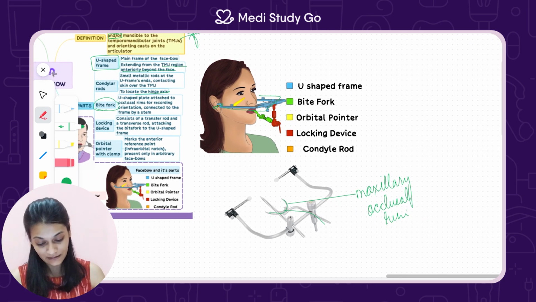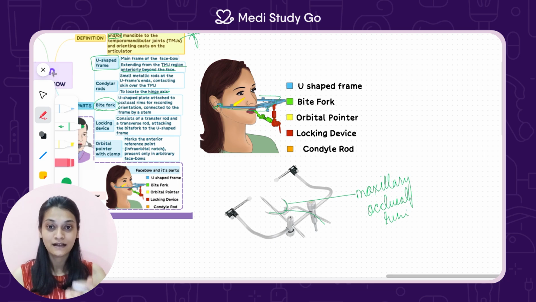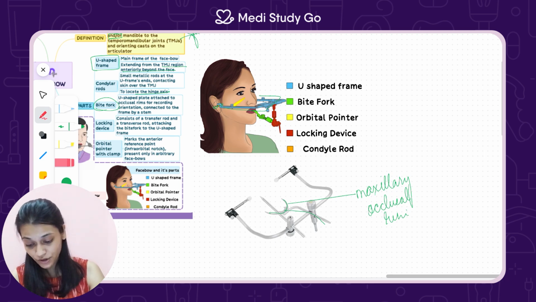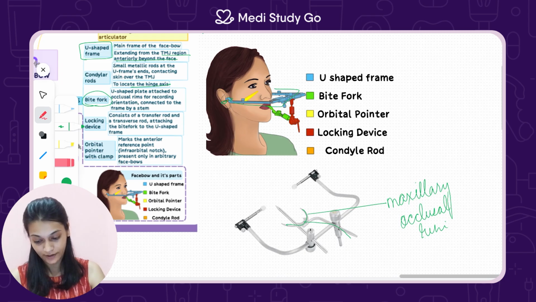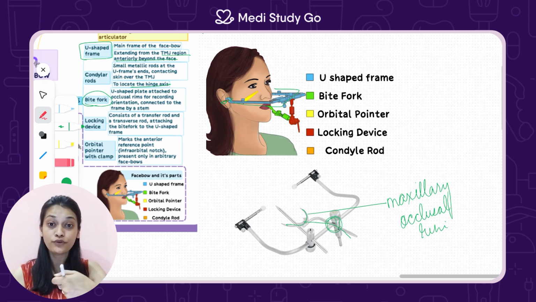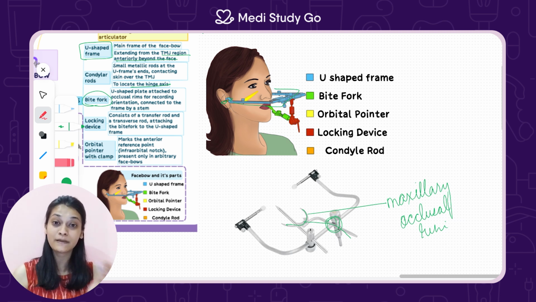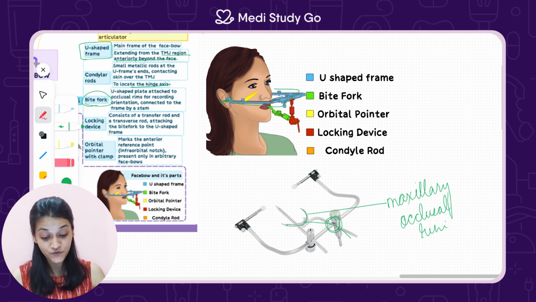Then the locking device. So once I have set the height, the angle, everything, what I want to do is lock it. This will lock the position and not allow it to move in any of the three planes: the sagittal plane, the horizontal plane, and the coronal plane. So this locking device plays a very important role in determining the fixed position.